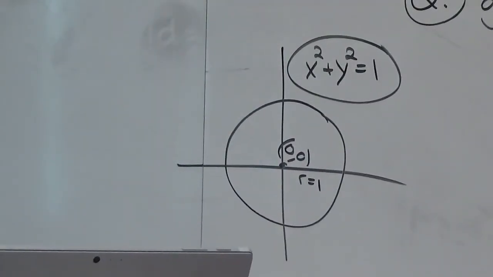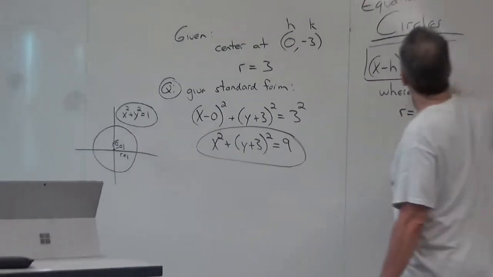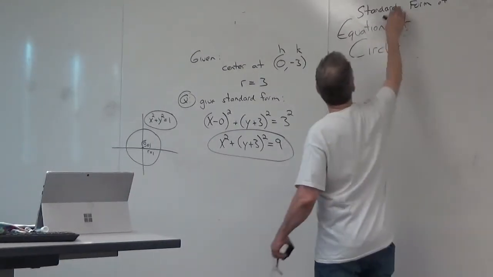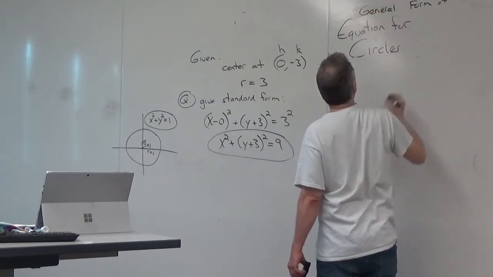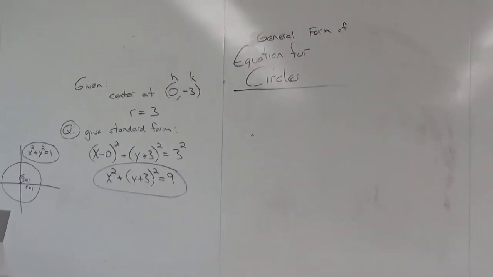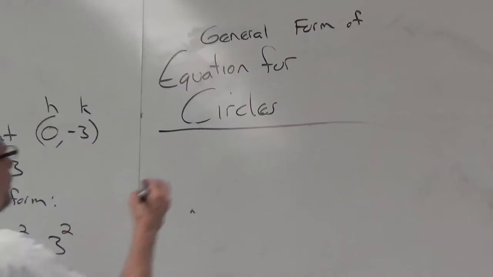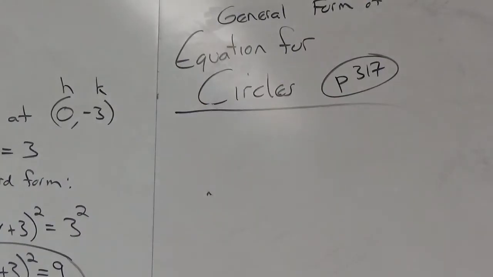All right, so there's another form for a circle called the general form, or general equation for a circle. Let's look at that one. General form of equation for circles. Okay. And this is on page 317. All right, I'm not going to rewrite it here, but we'll do an example of one. Now this is where, remember I told you completing the square was going to come back again. This is one of the cases where that's happening.